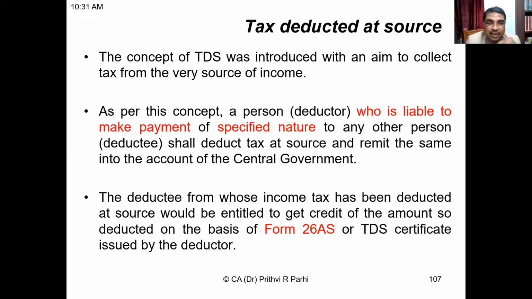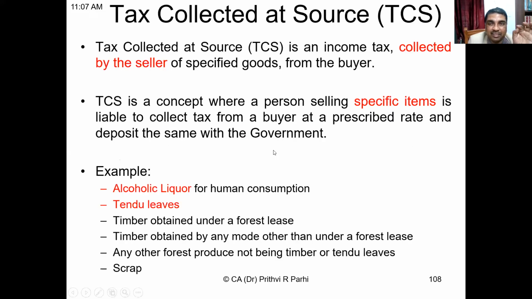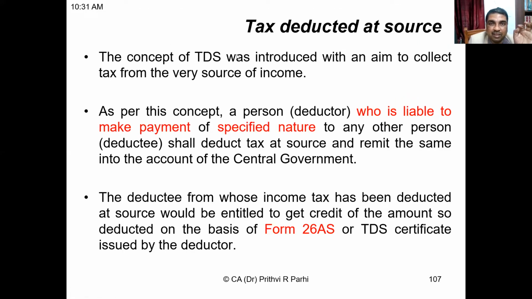Okay, the person who is liable to make payment will be the deductor, and he has to deduct tax at source. Okay, and once tax is deducted, what happens? That person is also supposed to show the TDS certificates. He has to give the TDS certificate. And if money is deducted, that will be reflected in a person's account. Okay, and he can see how much money is deducted.